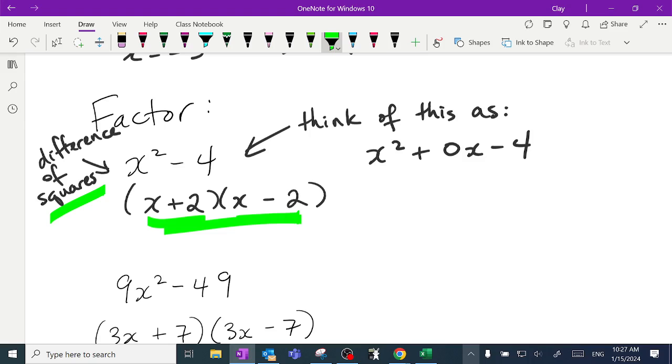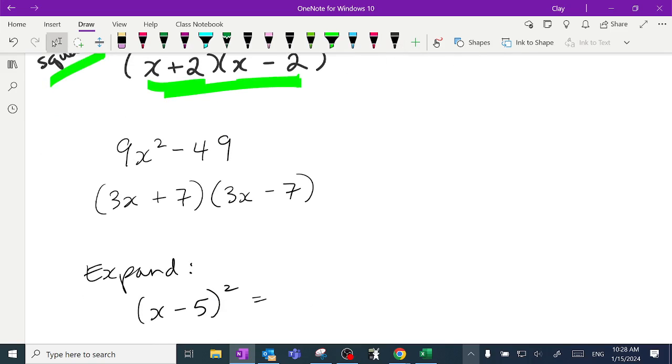Question? They both have to be perfect squares, yes. Notice it says difference of squares, not difference of a square and not a square. It's got to be two things that are perfect squares, like the next one. I love how both of the questions you've asked have exactly led to my next example.